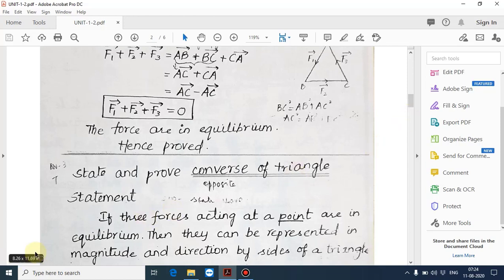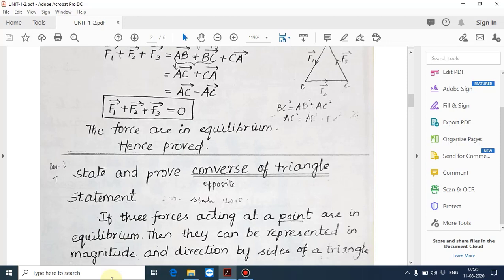You see the statement. If three forces acting at a point are in equilibrium, then they can be represented in magnitude and direction by the sides of a triangle taken in order. As I said before, the converse of the triangle of forces goes from last to first. In the first theorem we proved the result; now we have to prove that F1 plus F2 plus F3 is equal to 0.